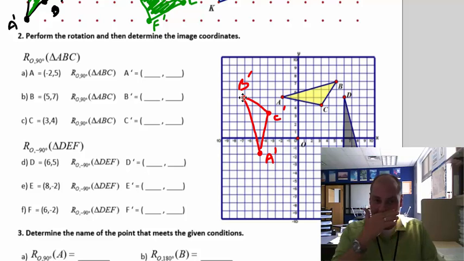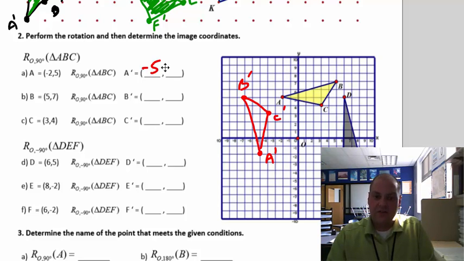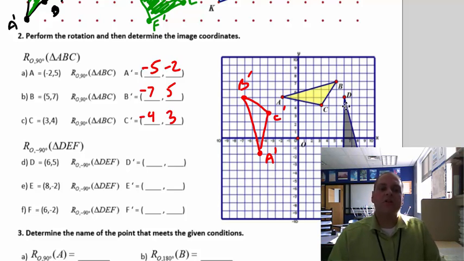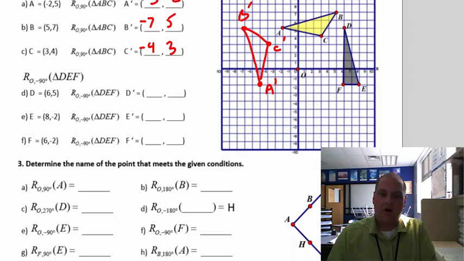Okay, so we have A prime, which comes out to be negative 5, negative 2. We have B prime, which comes out to be negative 7, 5, and we have C prime that comes out to be negative 4, 3. Okay? So what I want you to do, I want you to try this one, and then we're going to go over it in class tomorrow.